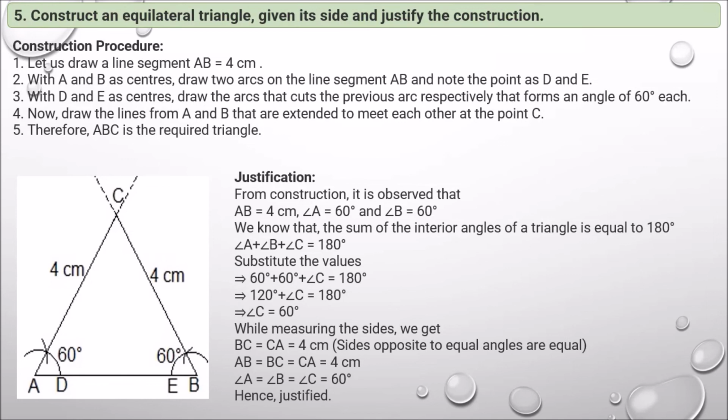While measuring the sides, we get BC and CA equal to 4 cm. Sides opposite to equal angles are equal. So side AB equals BC equals CA equals 4 cm, and all the angles are 60 degree. Hence it is justified and it is proved.